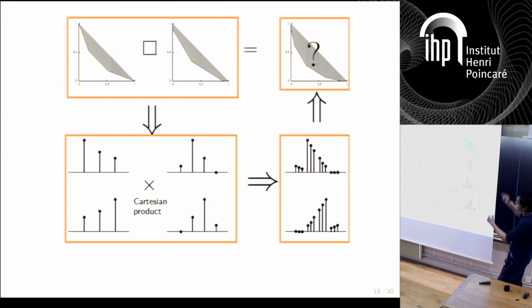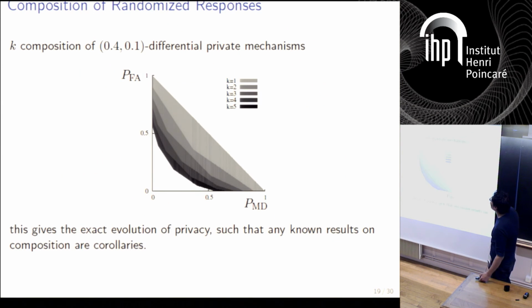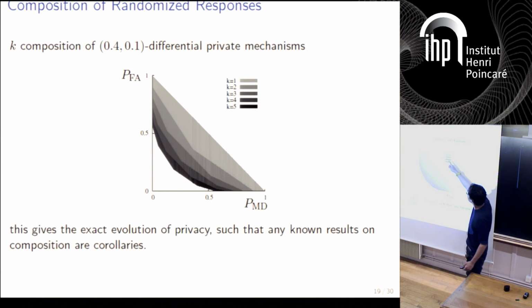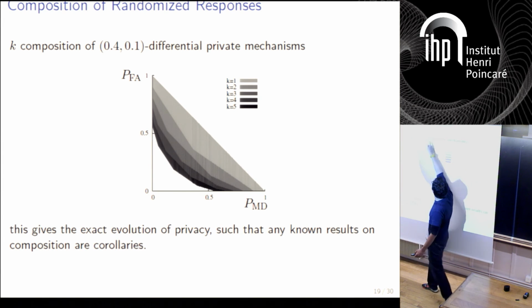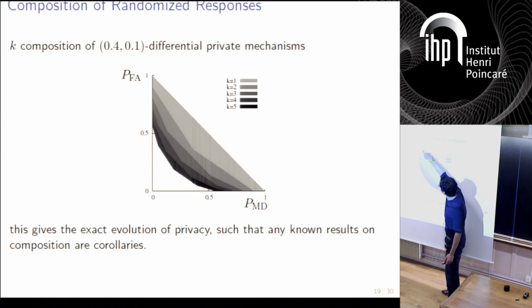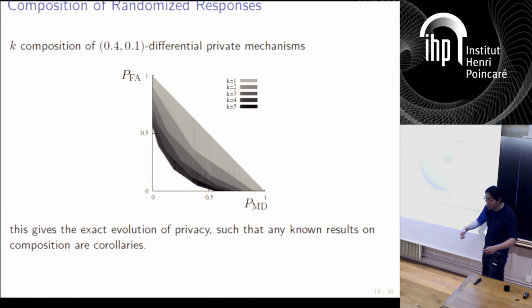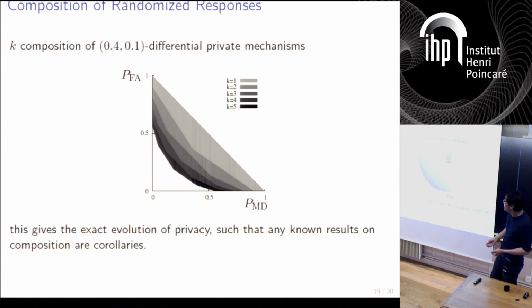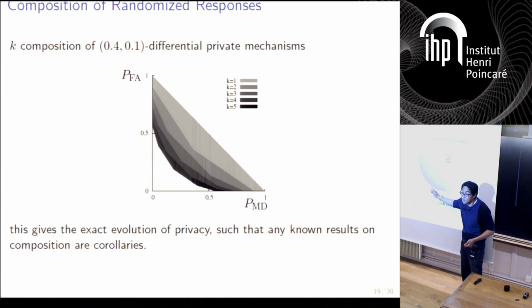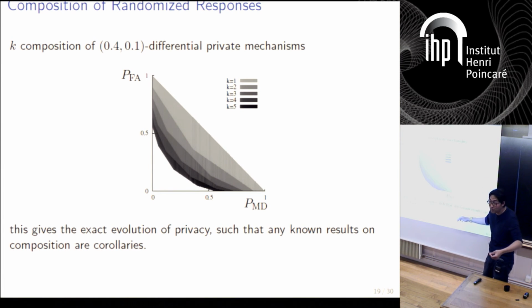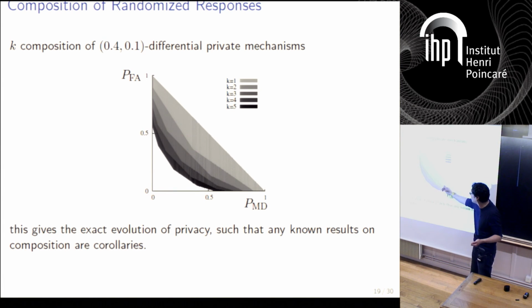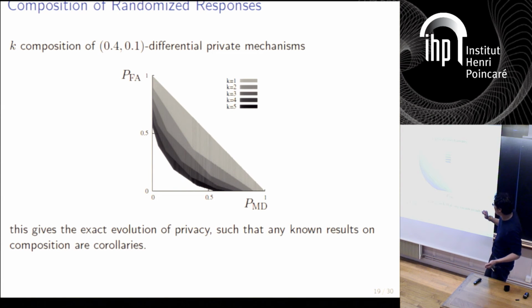Good. So this gives you a computational tool. And let's say you did this and compose, in this case, epsilon delta differentially private mechanisms. 1 gives you a pentagon. 2 gives you something like this. So you get larger and larger regions because you're revealing more and more data. And that shows exactly how composition evolves, or how privacy evolves under composition. For example, I'm just drawing one example of what our analysis can give you.